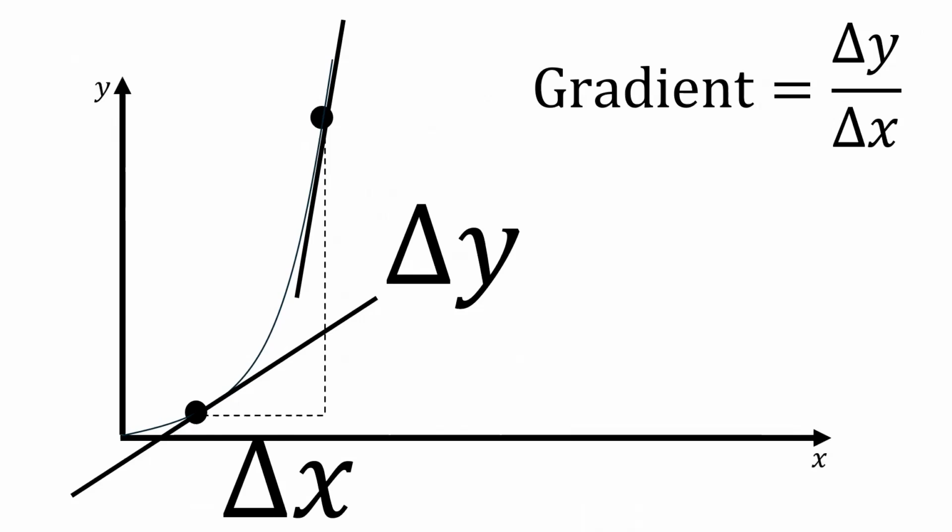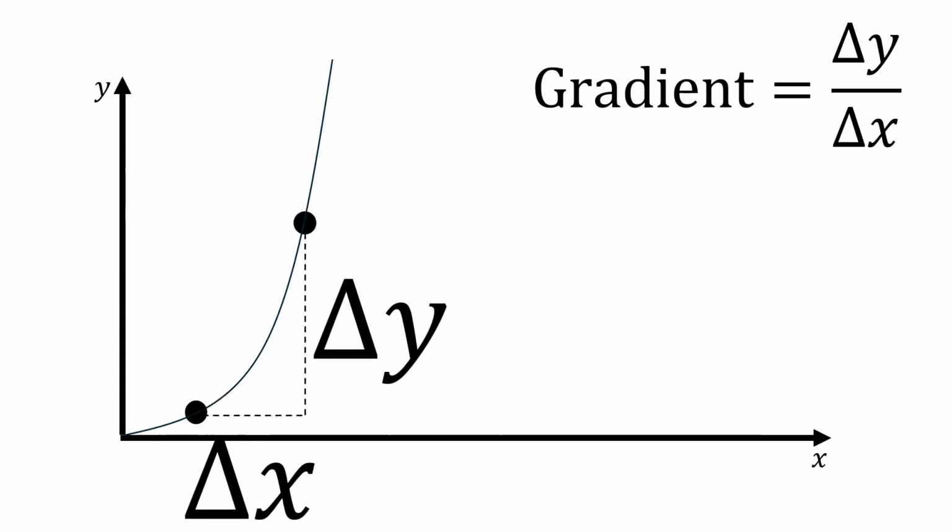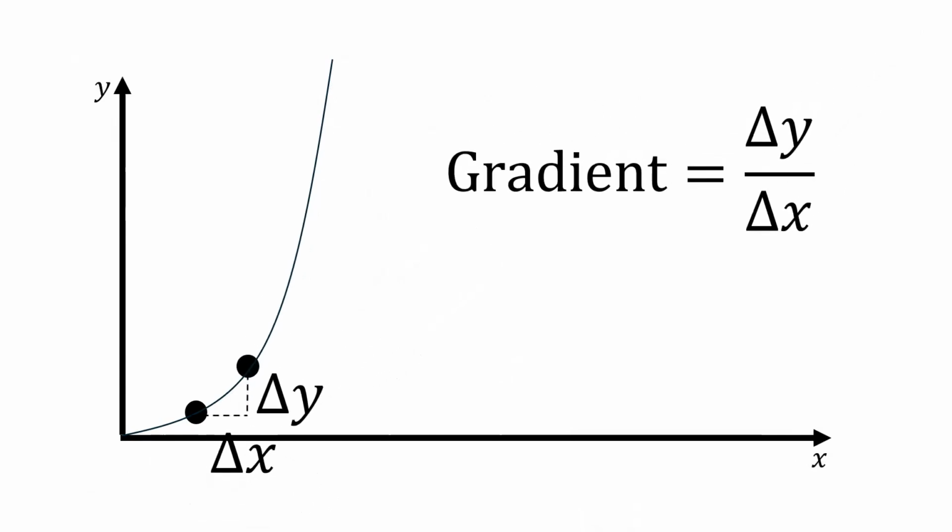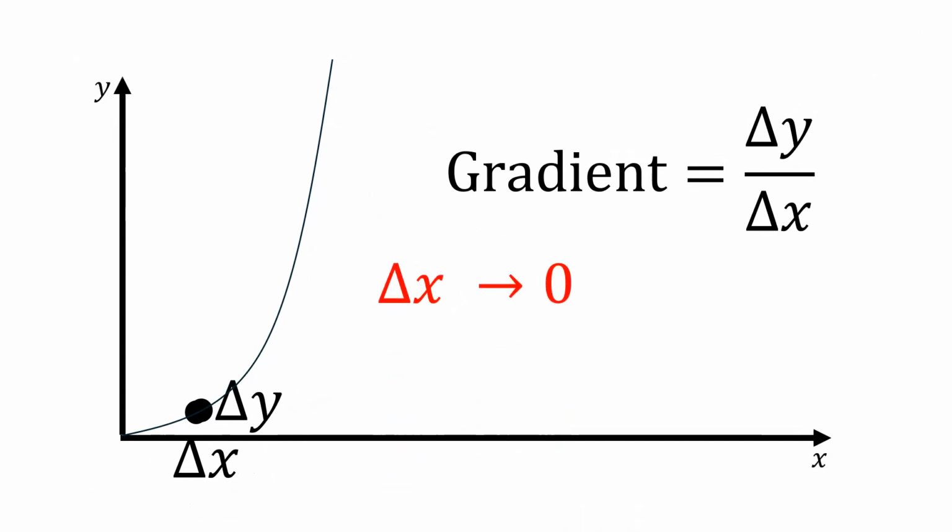Now, what do we do instead? We can just find the steepness at a certain point. So let us bring the 2 points together, until they are basically at the same point. So it's basically bringing them together, meaning the delta x is approaching 0. Okay, here's the thing though. Why isn't it delta x equals 0? Why does it have to be delta x approaching 0?